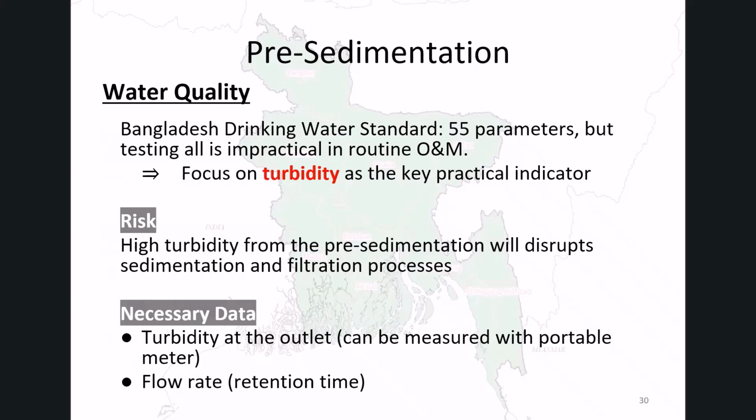The risk is that high turbidity from the pre-sedimentation will disrupt sedimentation and filtration processes. It is very important to remove particles at the sedimentation. There are two items which are necessary data to check the pre-sedimentation condition. One is turbidity at the outlet, and another one is flow rate. This flow rate is related to the retention time of the pre-sedimentation basin.